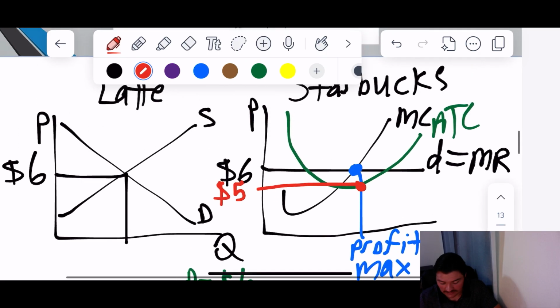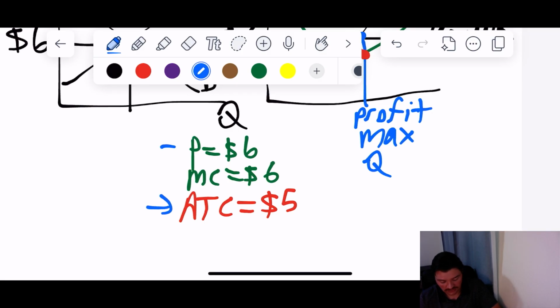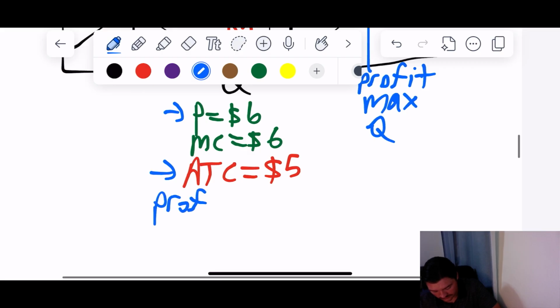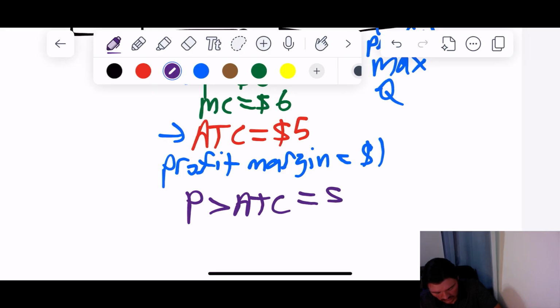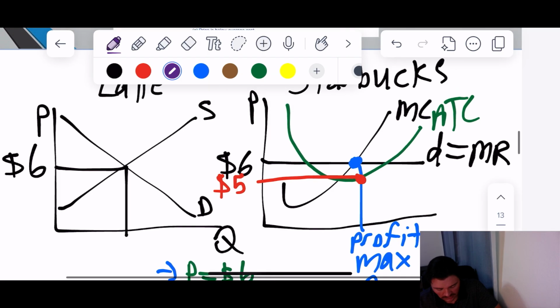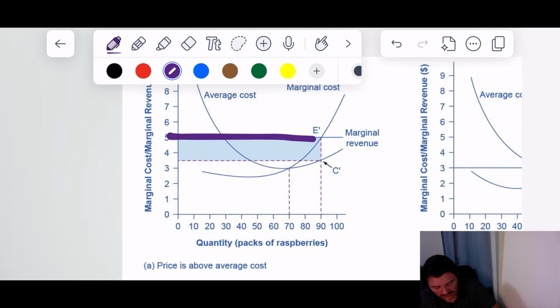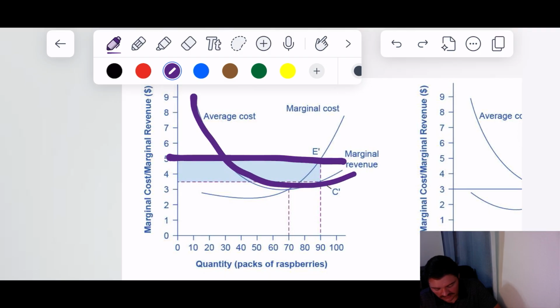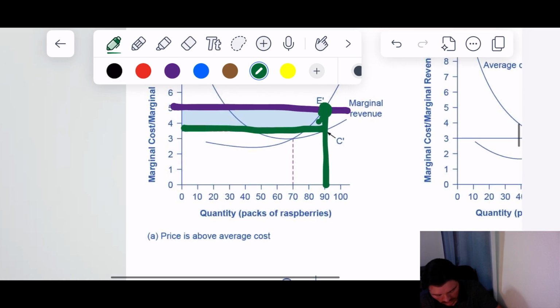So is Starbucks, in this case, earning profits, losses, or no profits? Well, they produced the coffee at $5 and they sold it for $6. They made a profit margin of $1. So guess what? They are earning profits. Anytime your price is above your ATC, you are earning profits. So this is an example of a firm that is earning profits. Again, on this graph here, you can see how they have the price up here, which is the marginal revenue, and they have the ATC coming down here. At the point where MR equals MC, which is right here, and that's the quantity, this is the average total cost. So this is why when your price is above your ATC, you are earning profits.